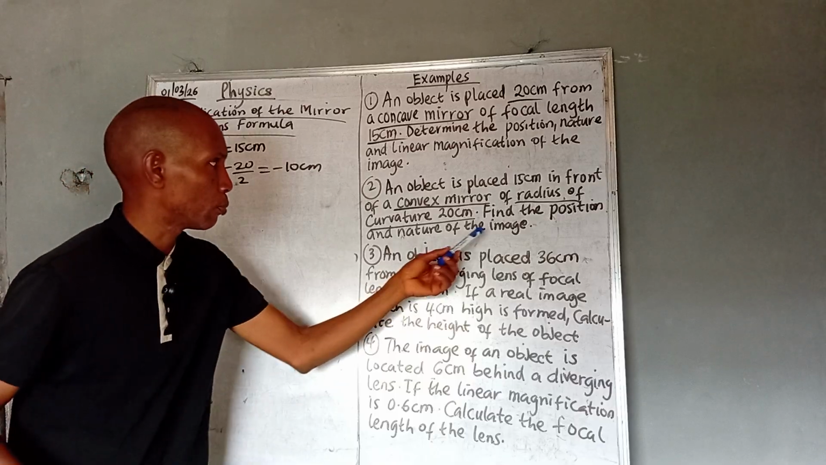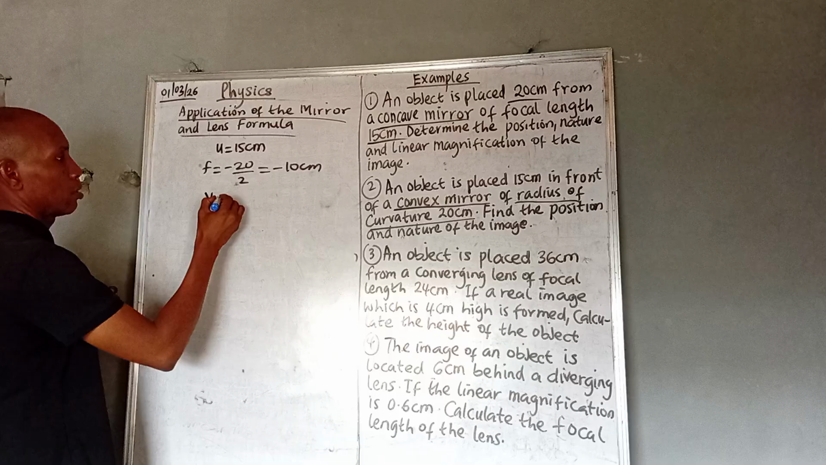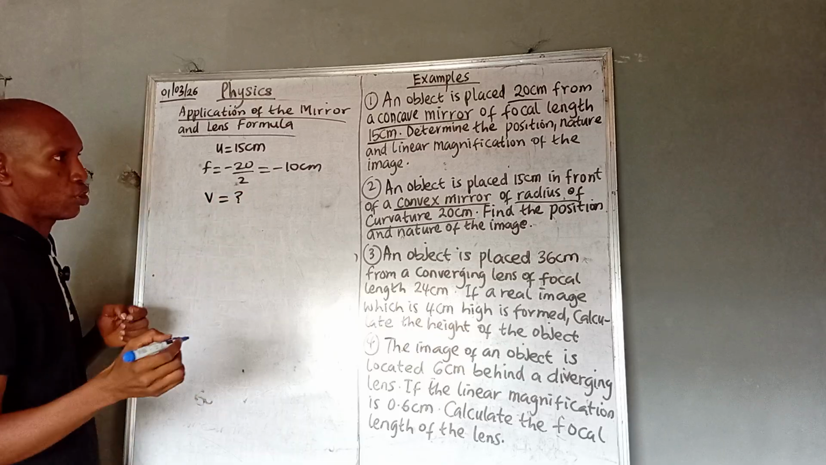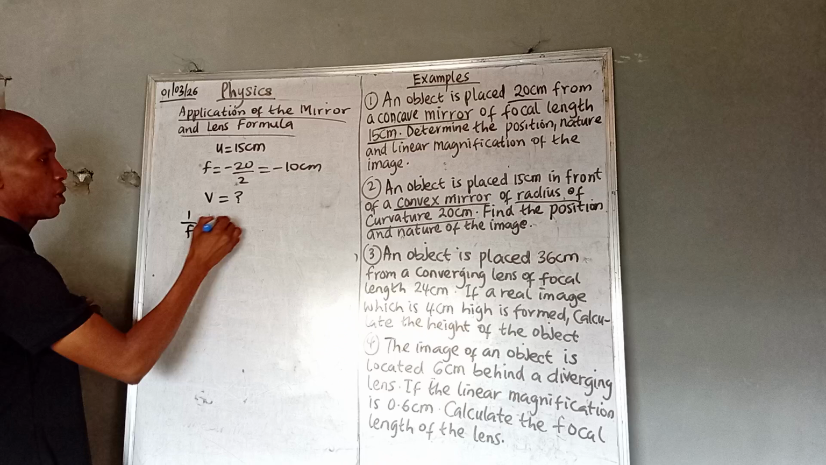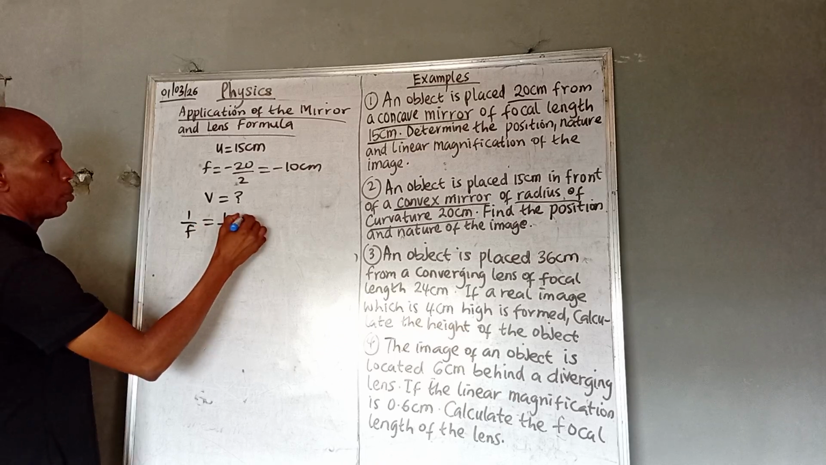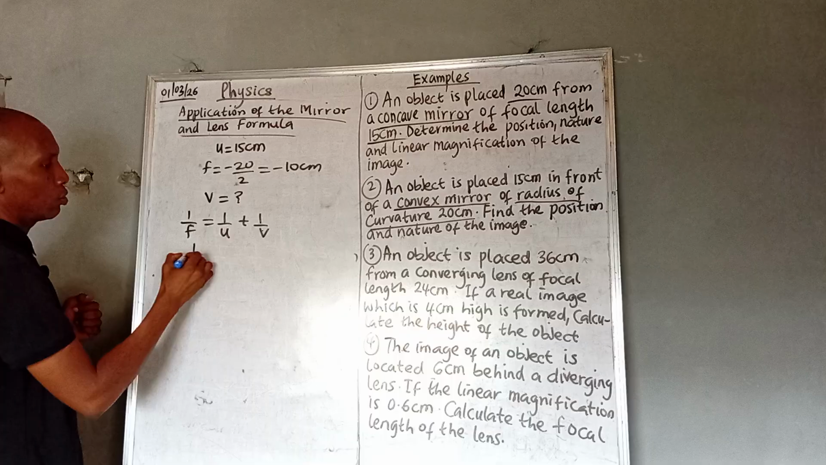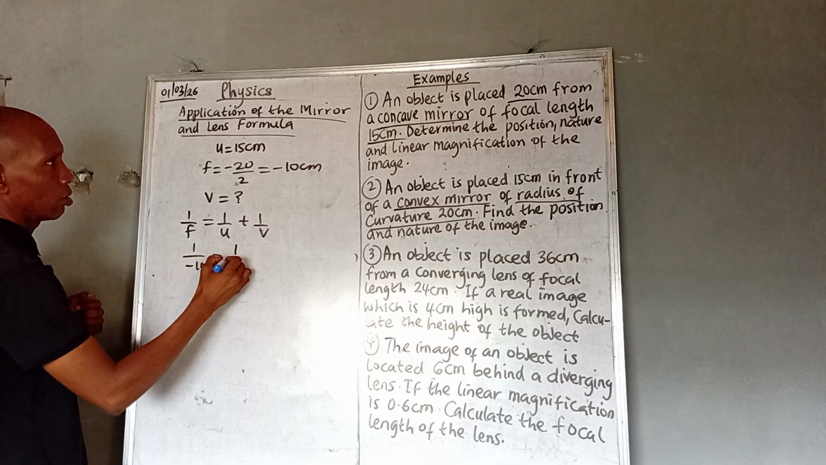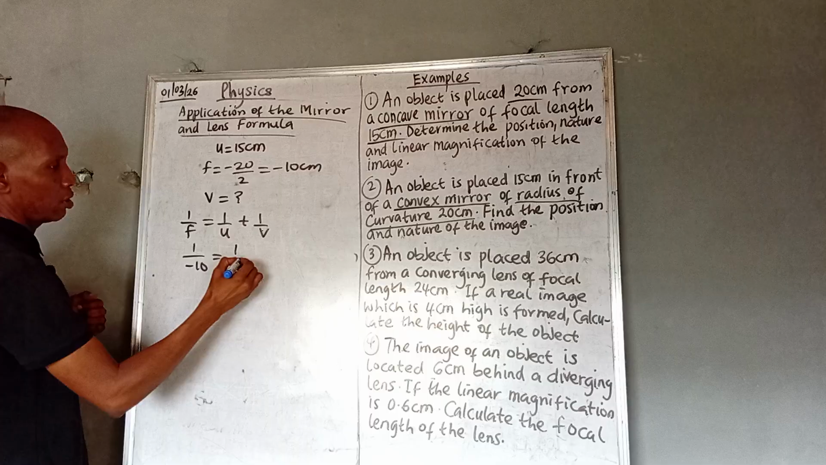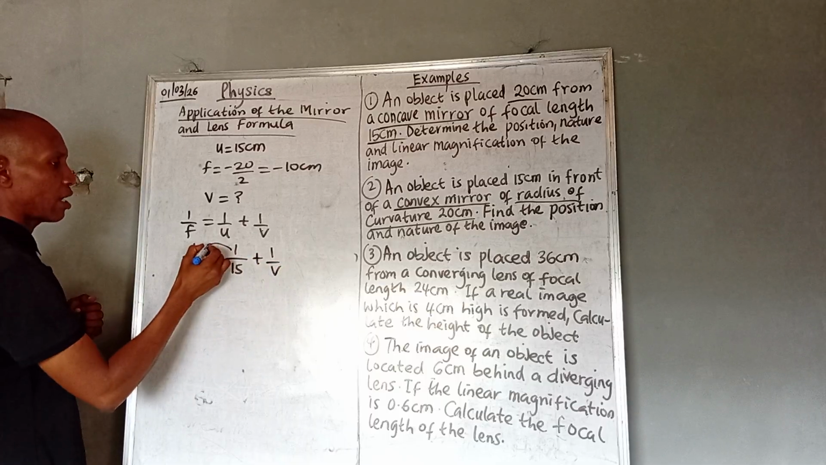Now we have to find the position and nature of the image. So the position, let's get the position the same as the image distance. We are using the same formula. 1 over f is 1 over u plus 1 over v. Then we have 1 over minus 10 is equals to 1 over 15 plus 1 all over v. Collect like terms.